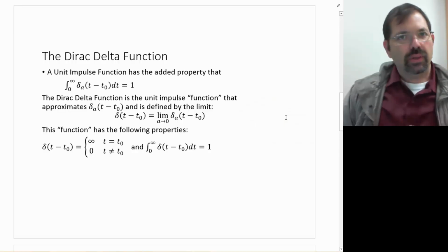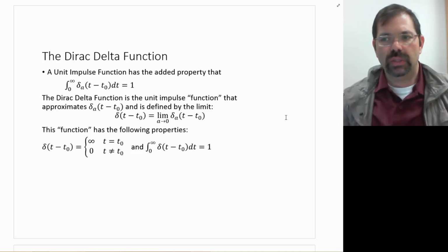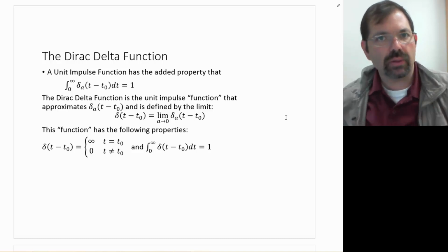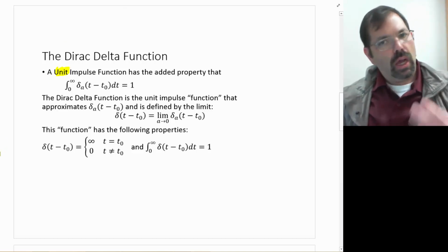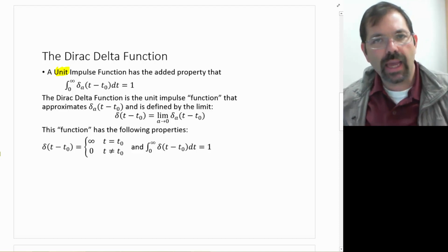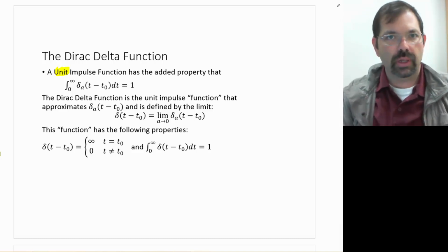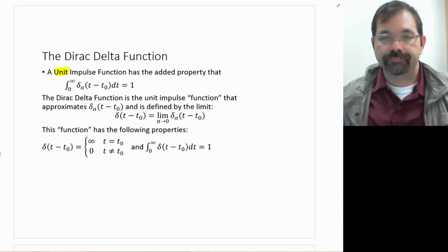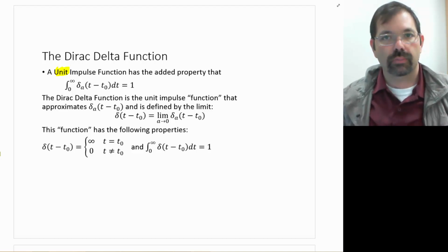Now, to get to this thing called the Dirac delta function, we have to add in a couple of little pieces. Now that we know what an impulse function is, we add another stipulation and say we have this thing called a unit impulse function. A unit impulse function has the added property that if we integrate that impulse function over time, 0 to infinity, we get exactly 1. And that's how we define it. That's a unit impulse function.